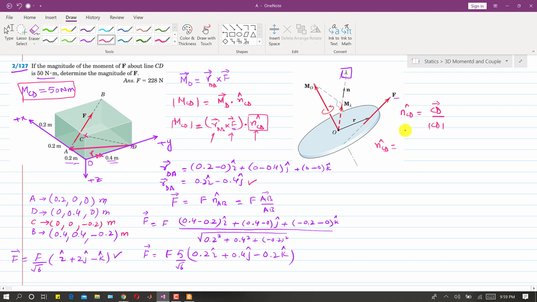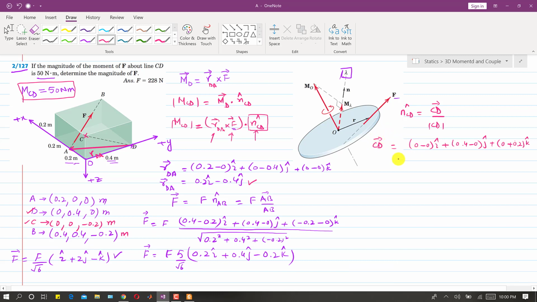So now to find this CD vector, we will subtract the coordinates of C from D. So this will be 0 minus 0 i, then plus 0.4 minus 0 j, plus 0 minus 0.2, so it will become plus 0.2 k. So this is that CD vector.